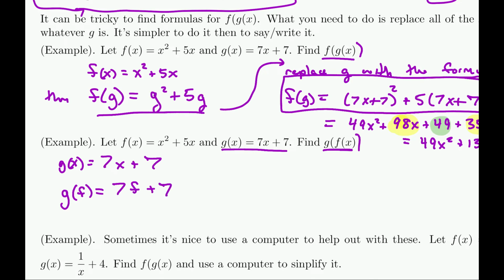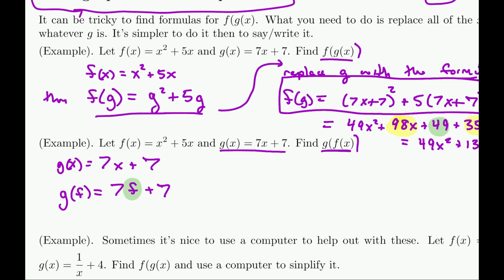Okay, then what I would do is I would say, okay, but I need to replace this f now with the formula for f. And if I do that, I will have 7 times, but f is x squared plus 5x. X squared plus 5x. And then you still have the plus 7 on the end. So this is what you get.